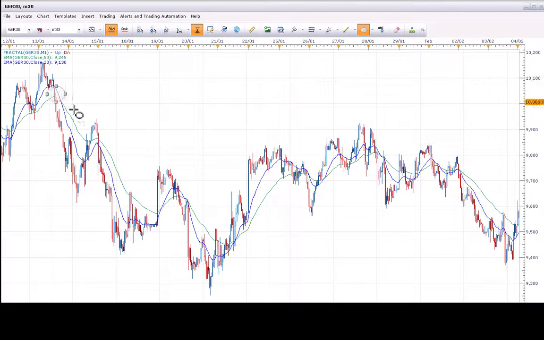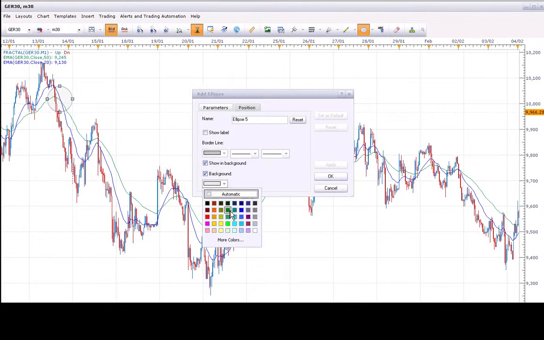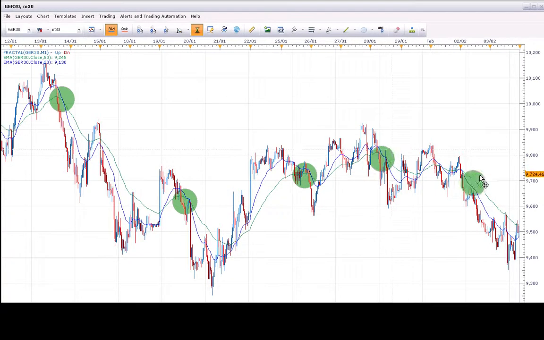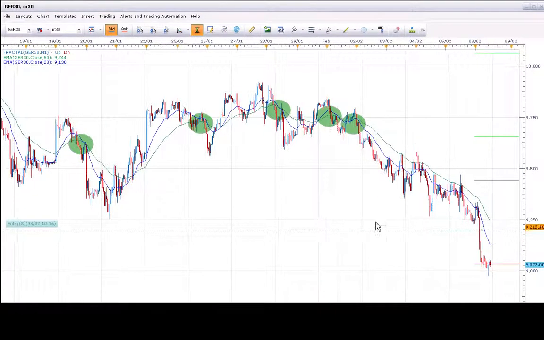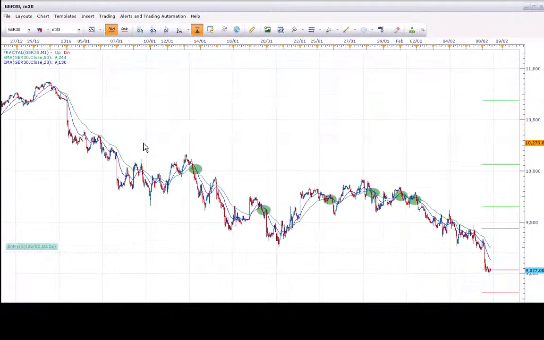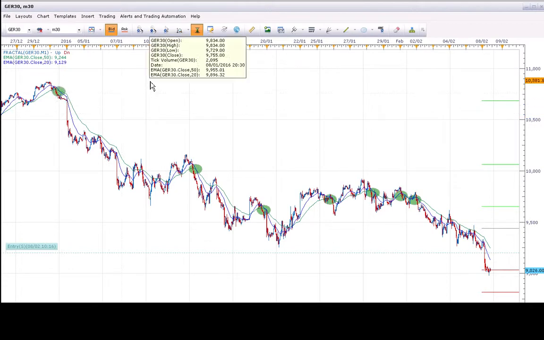So we could have got in. Let's just try and highlight some of these. There. Or there. There. There. There. There's actually another one there. And that's it. So there's a couple of opportunities to get in. There's probably another one up here. Yep. Up there as well. So if you'd got into some of these trades, you'd have done quite well. Some of them may not have won. You might have lost out on a couple of them.